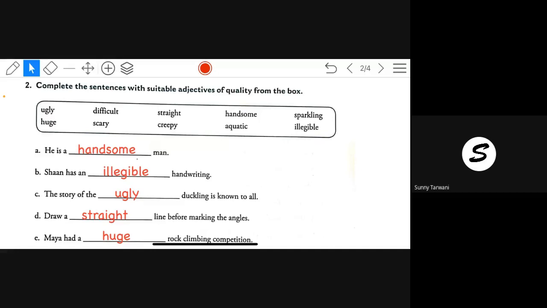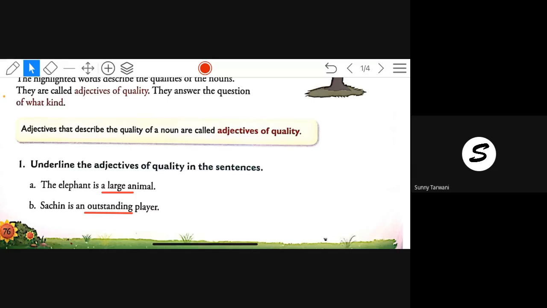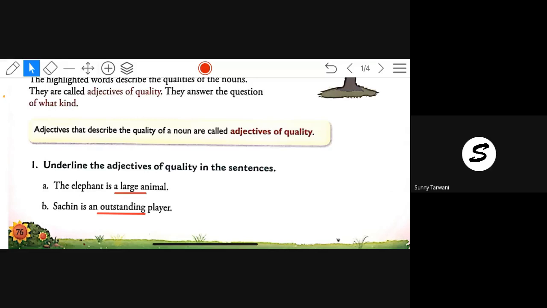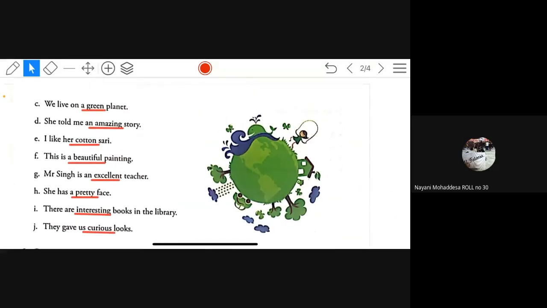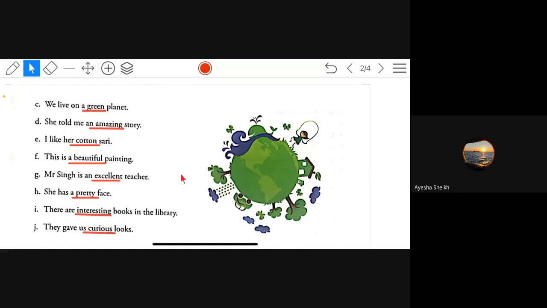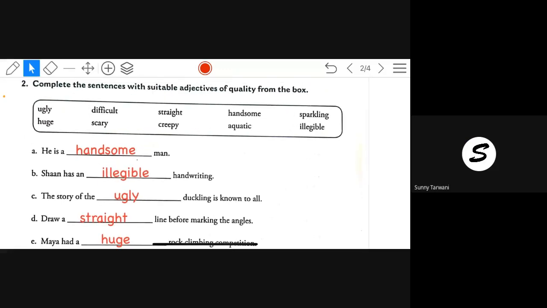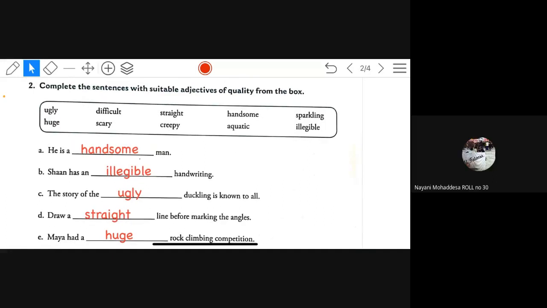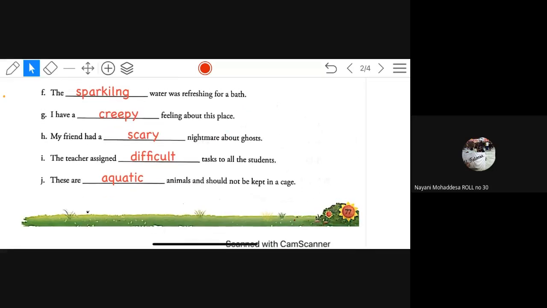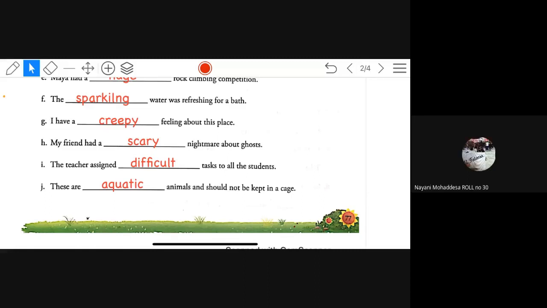So quickly, you might have already taken the things on the boat. Those who have not, can do it now. Exercise 1 and 2 will be your homework for today. Make it fast. Should I change the page? Yes, sir. Done? Yes. Then exercise 2, sentence 1. Sir, done.